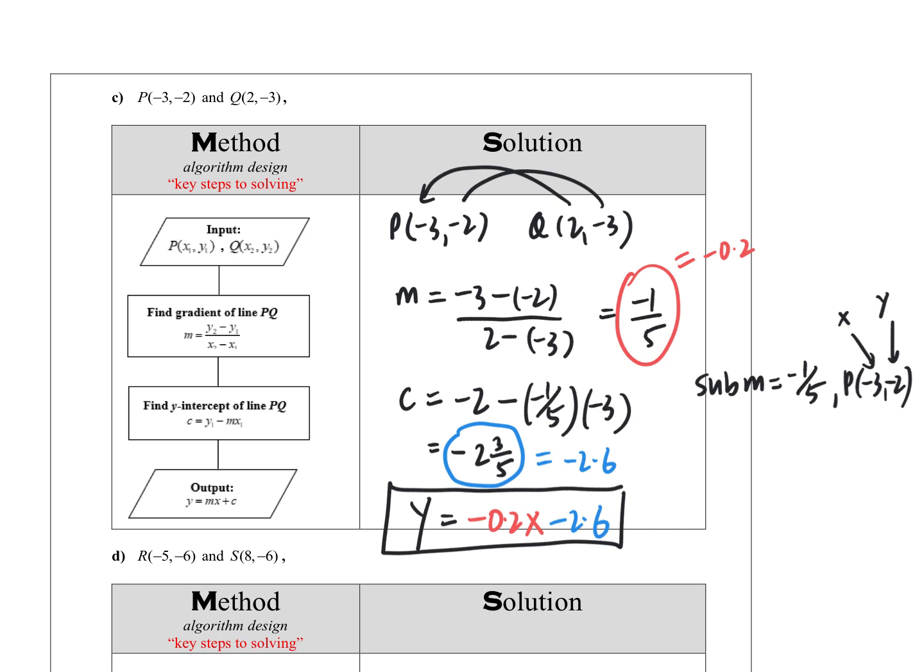Don't wait for me. Okay, you should check your C and then start doing D. By the end of the bell, you must get the equation out.